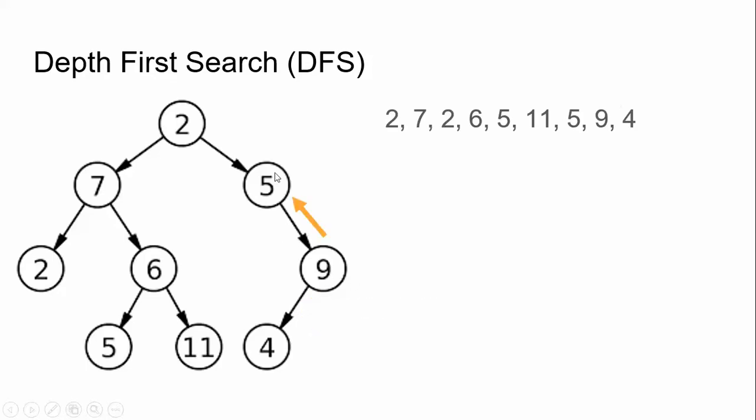The 5 is, we return back to where we were visiting the 5. That's all done. The left child has been visited. The right child has been visited. We return back to the top, and now we are done.